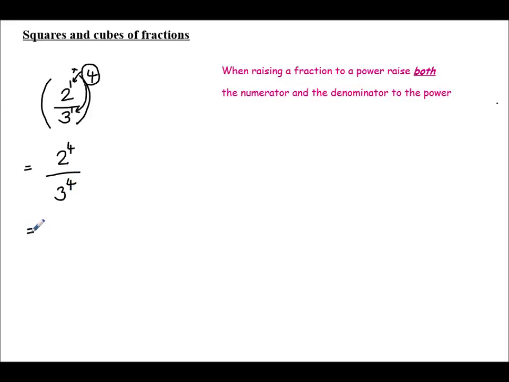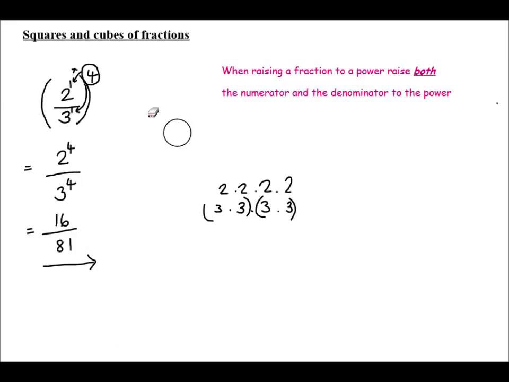And 2 to the 4 is 2 times 2 times 2 times 2. 2 twos are 4, 2 fours are 8, 2 eights are 16, over 3 to the 4. Well, it's 3 times 3 times 3 times 3. 3 threes are 9, 9 nines are 81. And you cannot simplify, so that is your answer.